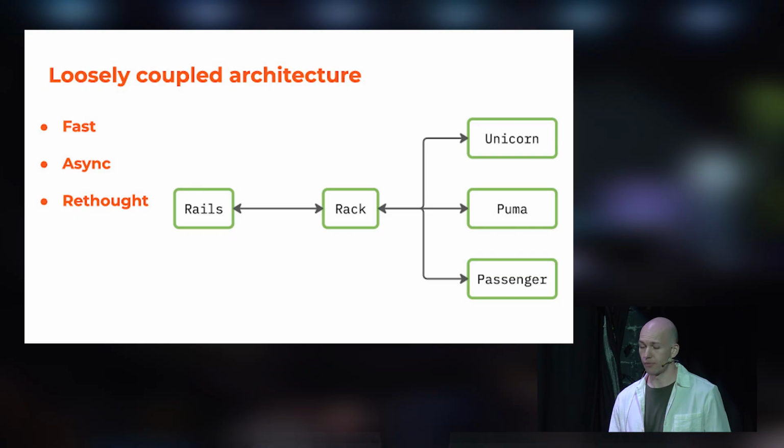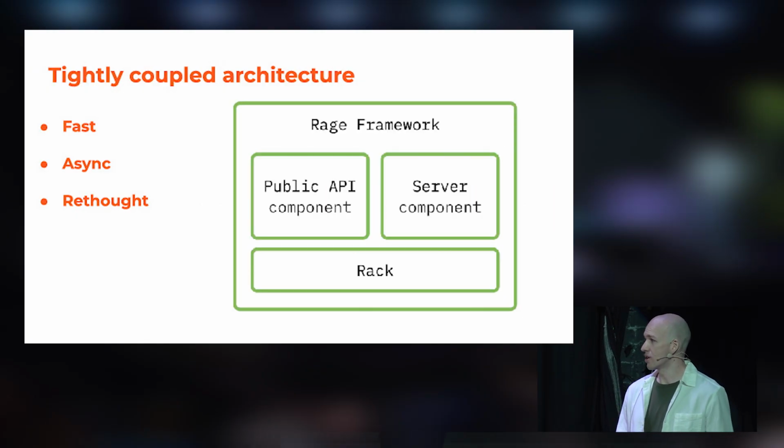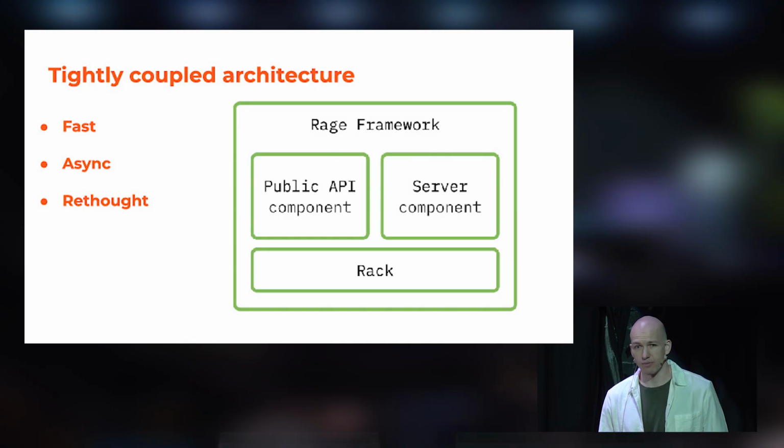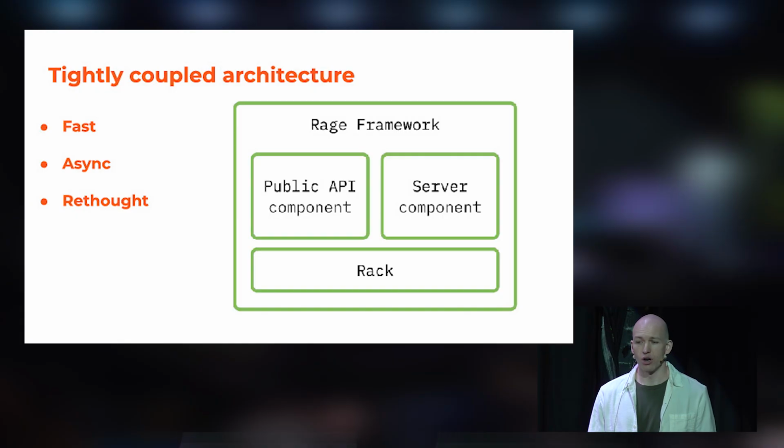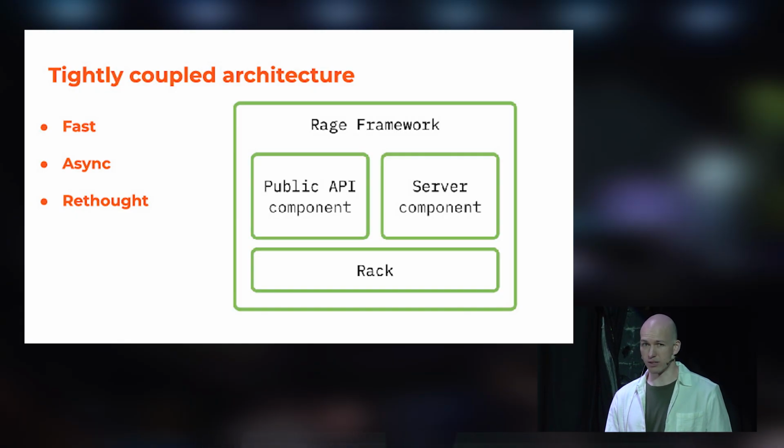We only need one. And Rage introduces a tightly coupled architecture. It ships with its very own server, which is a part of the framework. It still uses Rack to be compatible with all the custom Rack middlewares. But we don't need to choose whether we want to use Puma or maybe Passenger is better these days. One of the benefits of such approach is flexibility. By being in control of our own server, we can now move some lower level code to the actual server level, or even break the Rack protocol while still remaining compatible with the custom Rack middlewares.